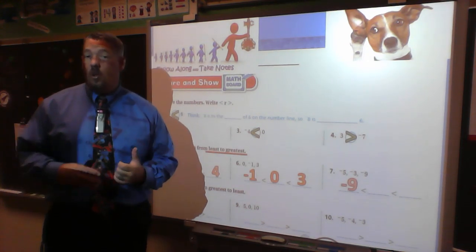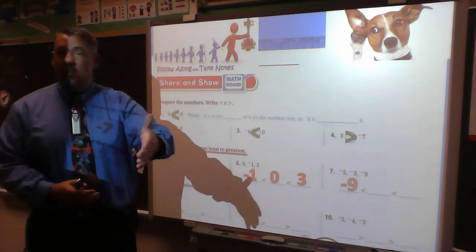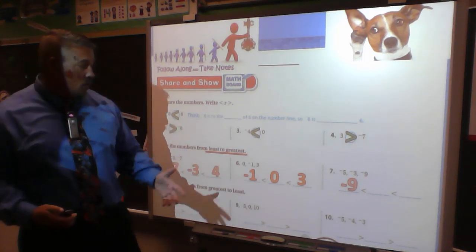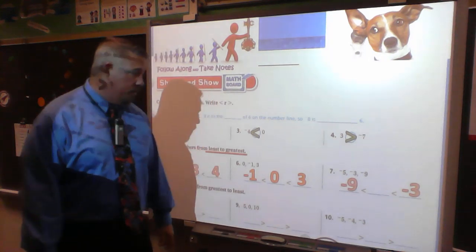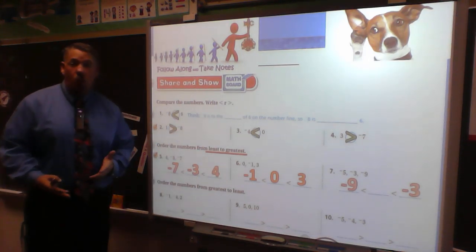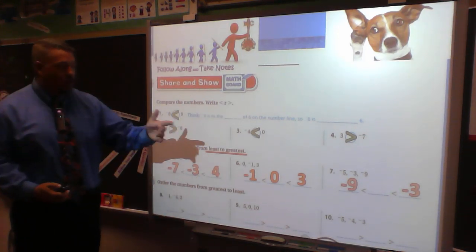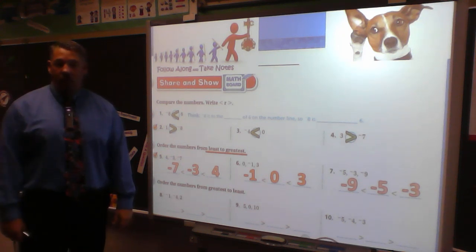Which one, therefore, is closest to the 0? It has to be the greatest value. The one closest to the 0 is the negative 3. And then that tells me right in the middle and between the two is going to be my negative 5.